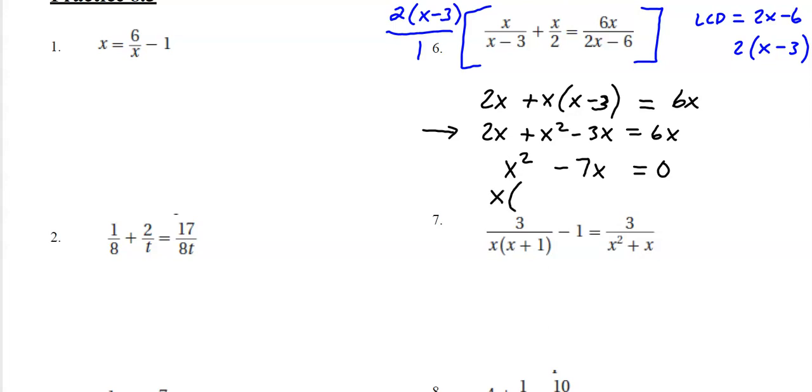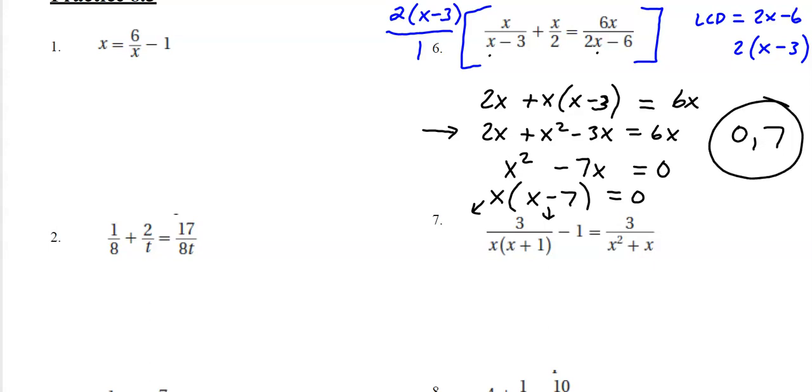I can't really factor this the normal way, so what I'm going to do is just pull out a GCF. And now I can use the zero product property. It looks like either x is 0 or x is 7. So 0 and 7. I just make sure that putting a 0 in doesn't cause me to have any zeros on the bottom, or the 7. It looks good, so I think the correct answer here would be 0 and 7.